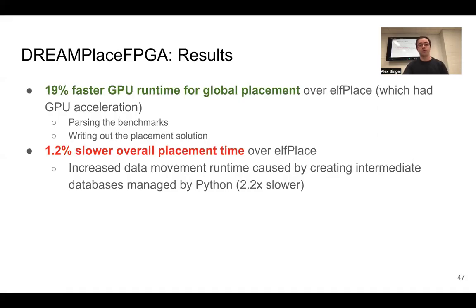The reason why was because they noted that there was an increased data movement runtime caused by creating intermediate databases, which were managed by Python. Basically the fact they were using Python and using this higher level API required them to copy things more often, which is usually what happens when you abstract things more and more. The more you abstract things, the more you'll have to copy intermediate data into intermediate buffers that you could have optimized away if you completely wrote the flow from scratch, but they're just basically showing that they're losing a little bit from all this data movement.